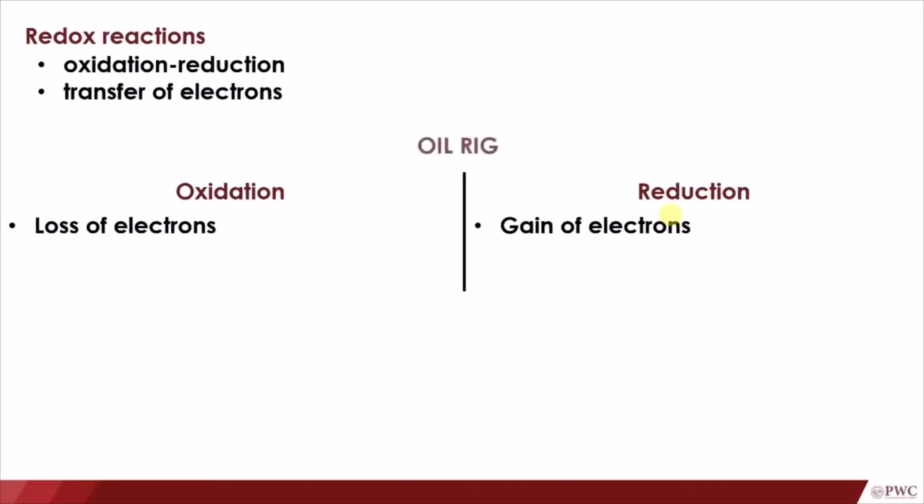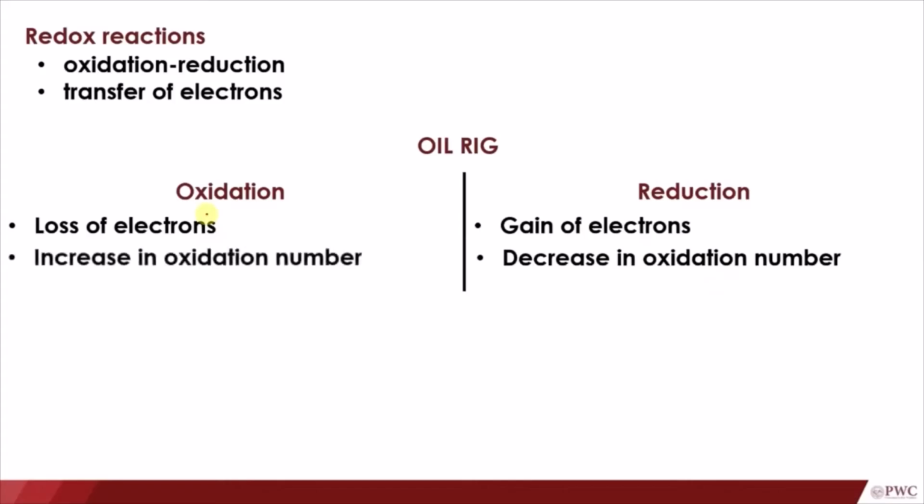To help you with this, just remember OIL RIG. This means oxidation is loss, reduction is gain. Again, this loss and gain is all about the electrons. Also, to make things simple, just associate reduction with a decrease in oxidation number, and oxidation with an increase in oxidation number.